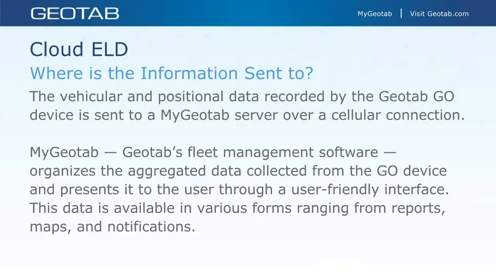Where's that information sent? So the vehicular and positional data recorded by the Geotab Go device is sent to a My Geotab server over a cellular connection. My Geotab organizes the aggregated data collected from the Go device and presents it to the user through a user-friendly interface. This data is available in various forms ranging from reports, maps, and notifications.